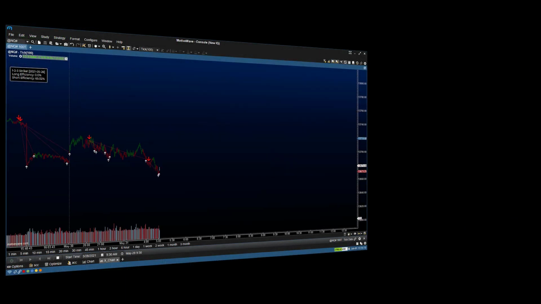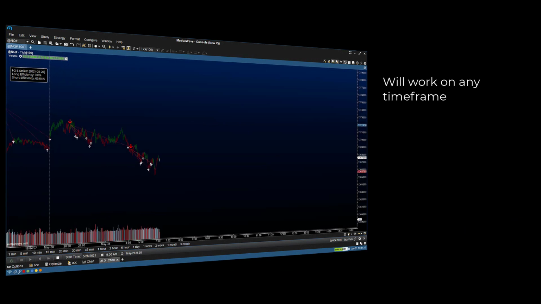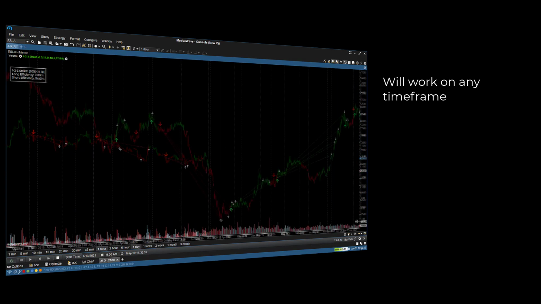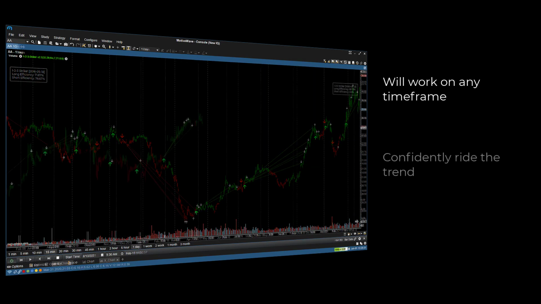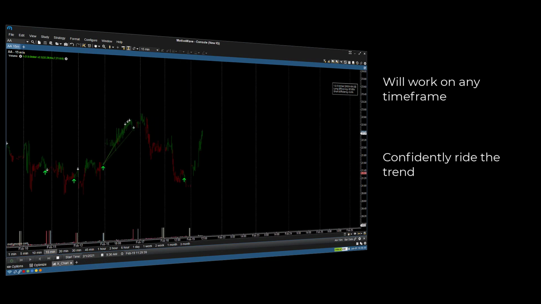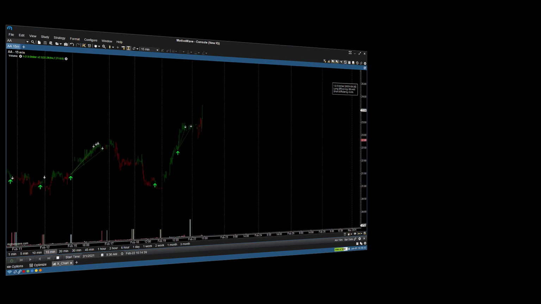A similar approach will really work on any time frame, whether tick charts, minute charts, hourly charts, or daily and weekly charts. You'll be able to confidently ride the trend and fine-tune the settings to your chart, regardless if you're a long-term, swing, or intraday trader.